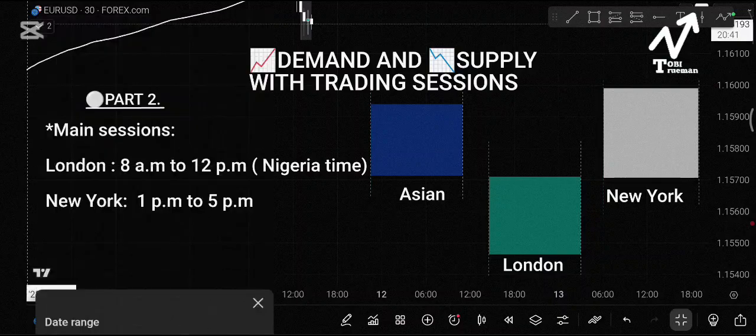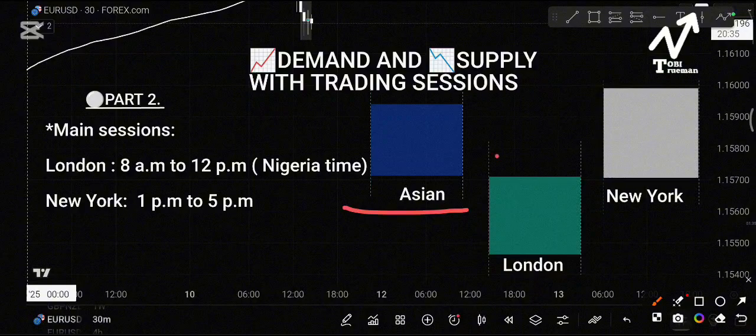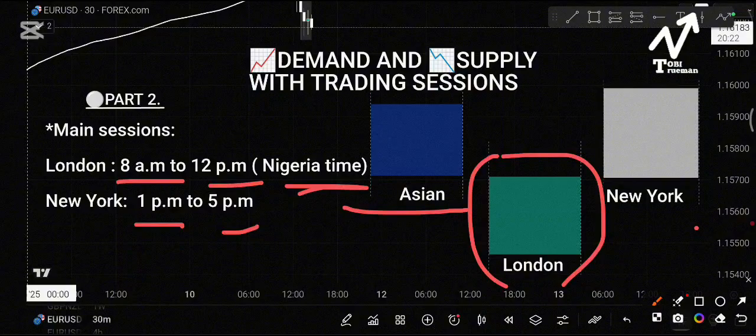So this is how they appear on the screen. You will see your Asian session, and then the London session is going to form from 8 o'clock in the morning to 12 p.m. in the afternoon. That is all Nigeria time. And then the New York session will be from 1 p.m. to 5 p.m. in the evening.